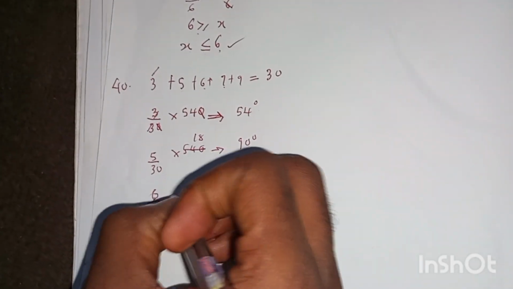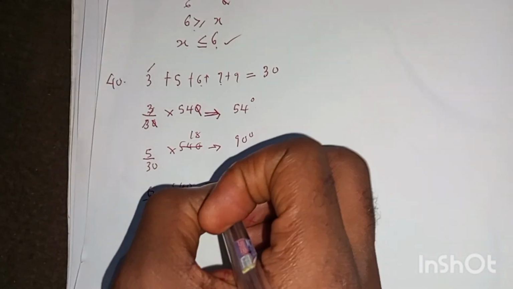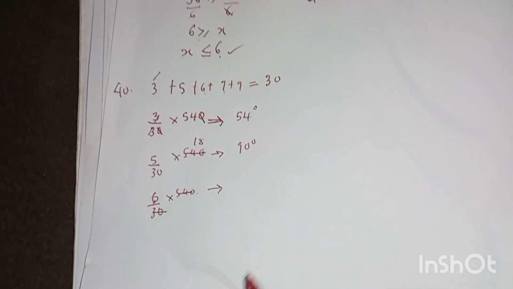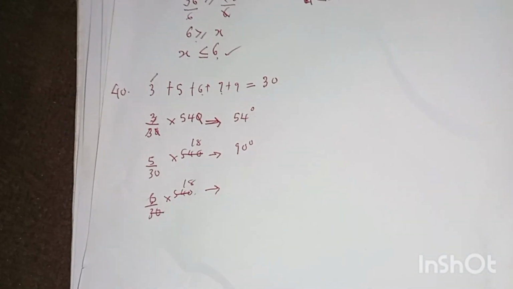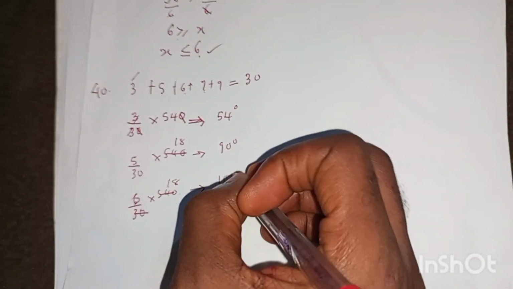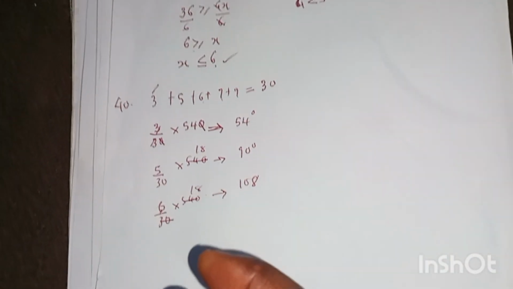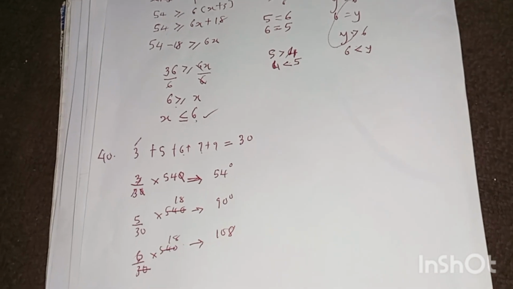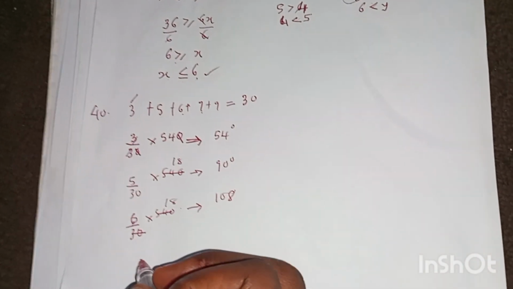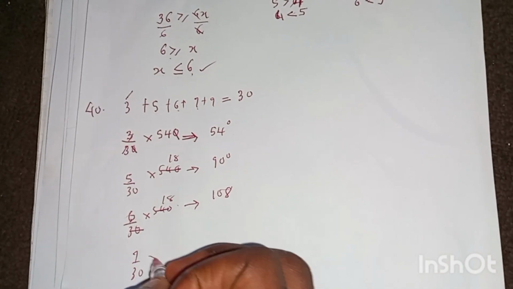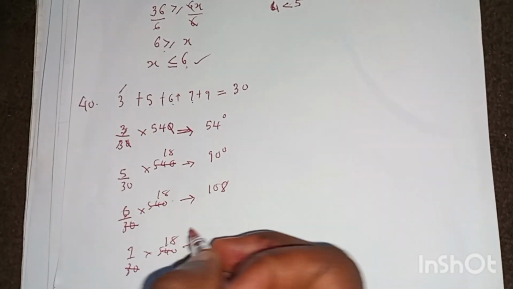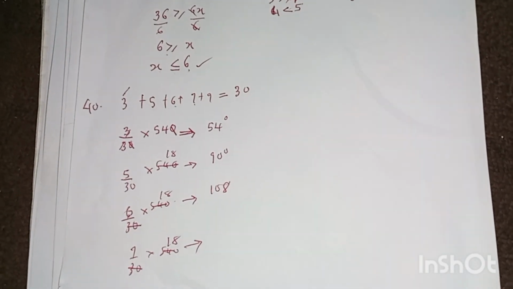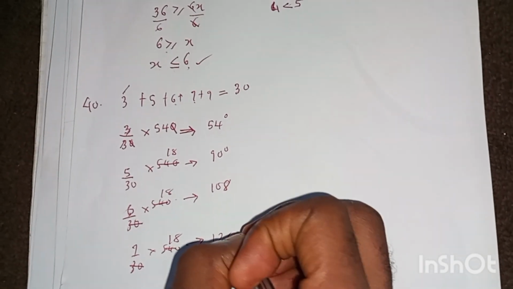Then the third one, we go to the third angle, 6 out of 30 times 540. Here in 540, that's going to give another 18. So 6 times 18, that's 108. The next one is going to be 7 all over 30 times 540, and 30 and 540, that's 18. 7 times 18, that's going to give 126 degrees.